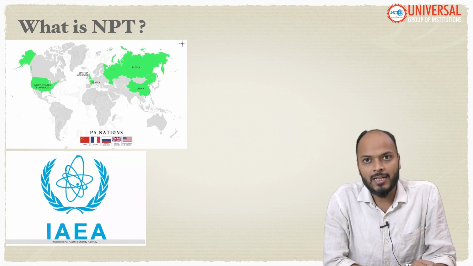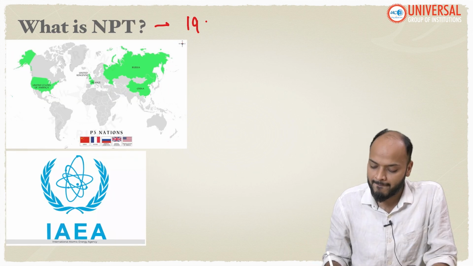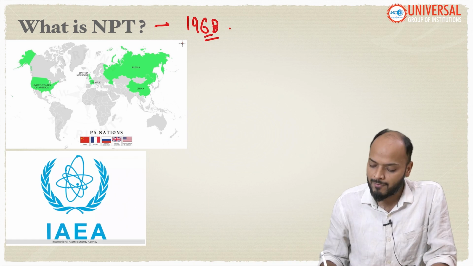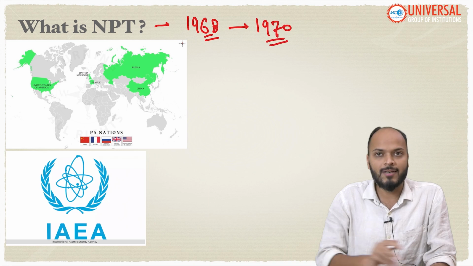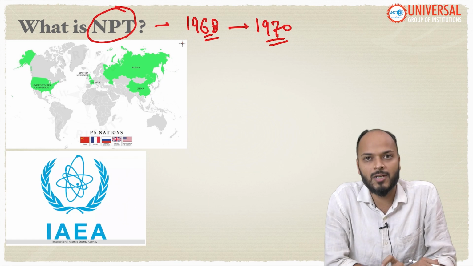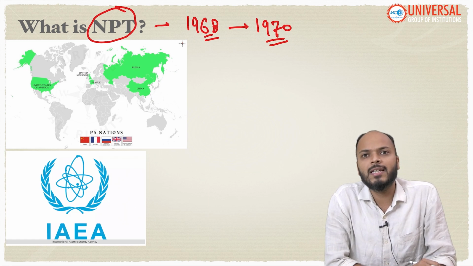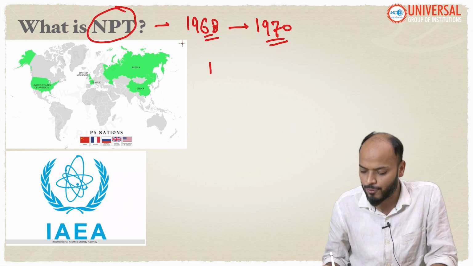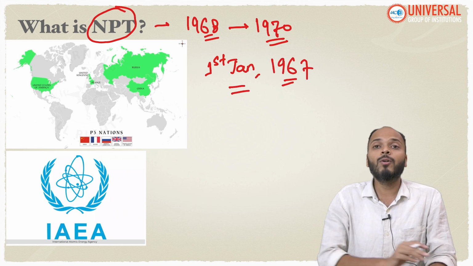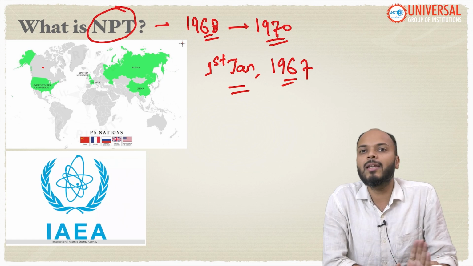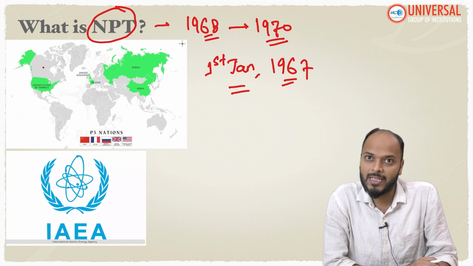In this context only, in 1968, a treaty was signed by UN member countries, which was implemented in 1970. The treaty is called NPT, Nuclear Non-Proliferation Treaty. This treaty says that the countries which have conducted a nuclear weapon test before 1st of January 1967, only such countries will be allowed to have nuclear weapons. Any other country cannot make nuclear weapons even in future.